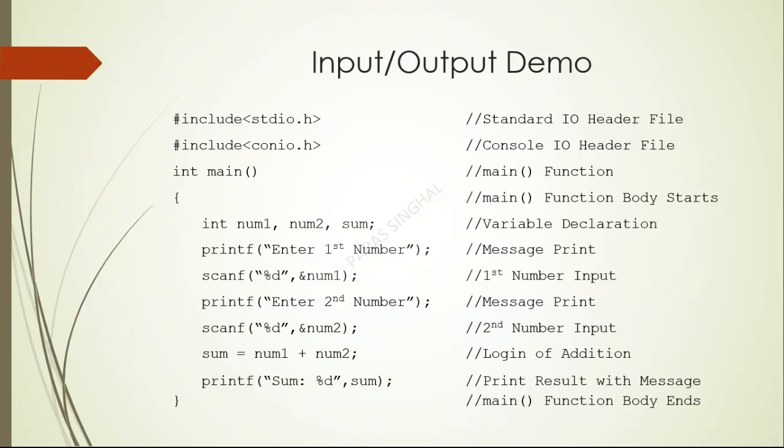In the next line, this is the logic of addition, where num1 and num2 are added and the result is stored in the new variable sum, which is also of the same data type, integer. All of the three variables are of the same data type, integer. The last line is the printf function, where I am printing the sum of num1 and num2. The output will be printed on the console. After that, the main function body ends.